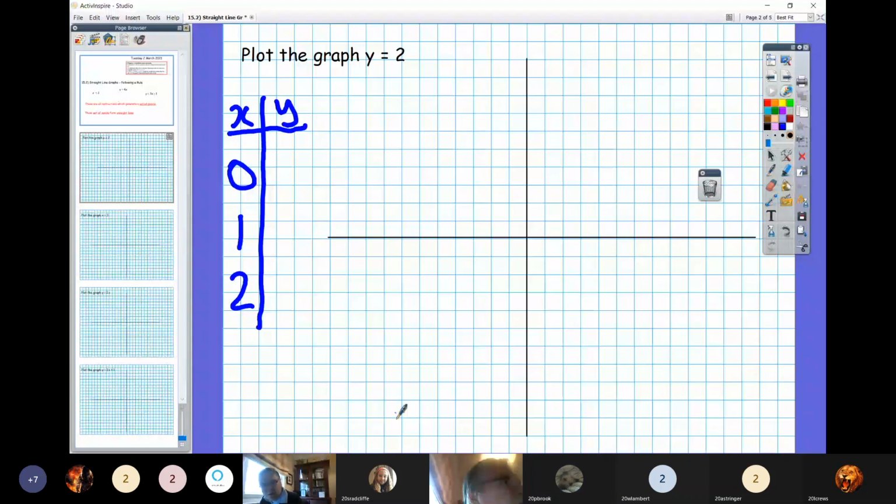So those X values are numbers that I've just made up. Now I've got to follow the rule. For this particular graph, there's no mention of X in what I have to do. It's just telling me that every single Y coordinate has to equal 2. So I'm just going to pop in a whole bunch of 2's because I'm following that rule, Y equals 2.